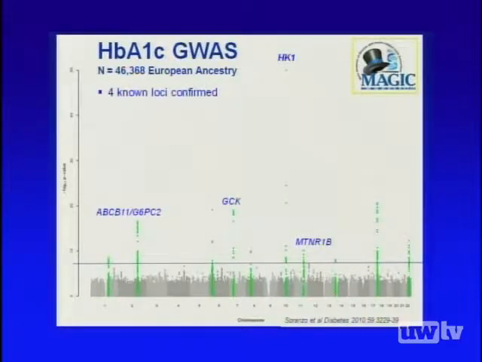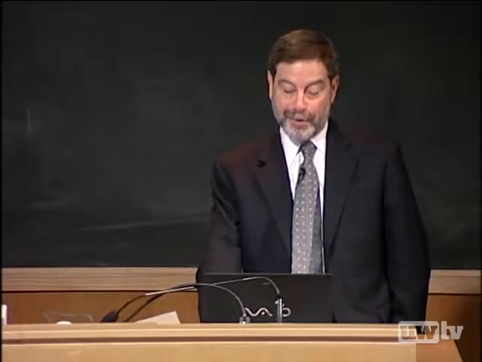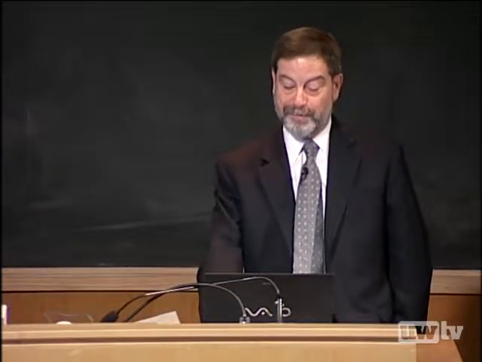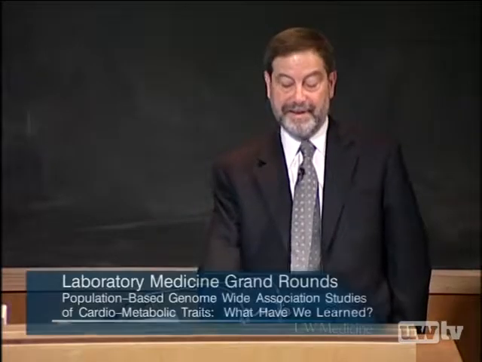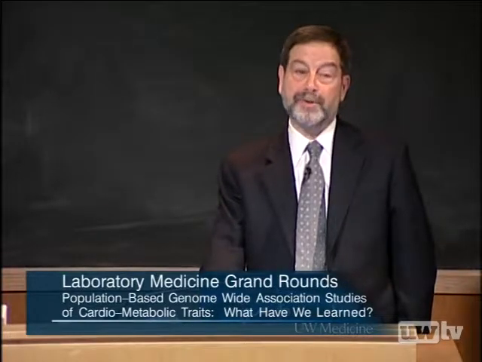So 4 of them were known loci. 6 of them were novel, however. And interestingly, of the 6 novel loci, 2 affected iron metabolism, and 4 were associated with rare variants that are known to cause hereditary anemias. Now, this is hemoglobin A1C. This is the standard now for the diagnosis of diabetes. This is what reflects glucose homeostasis, but it also reflects iron metabolism, and it also reflects anemia. And while these effects may be small, they certainly were unknown before this GWAS was done.